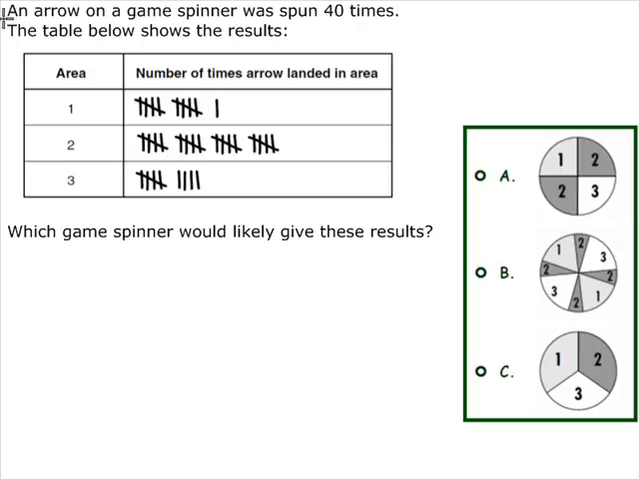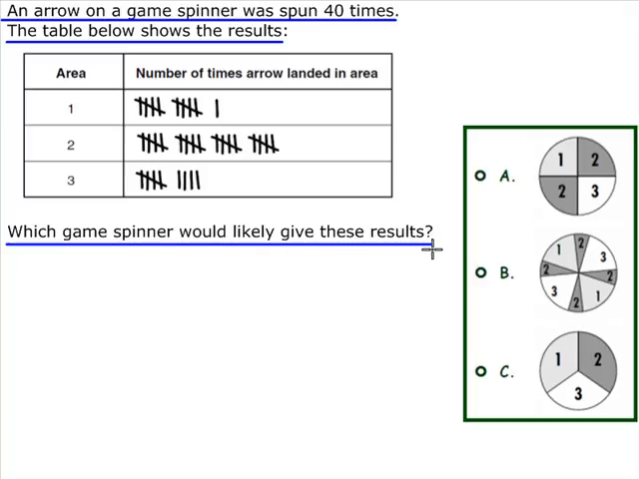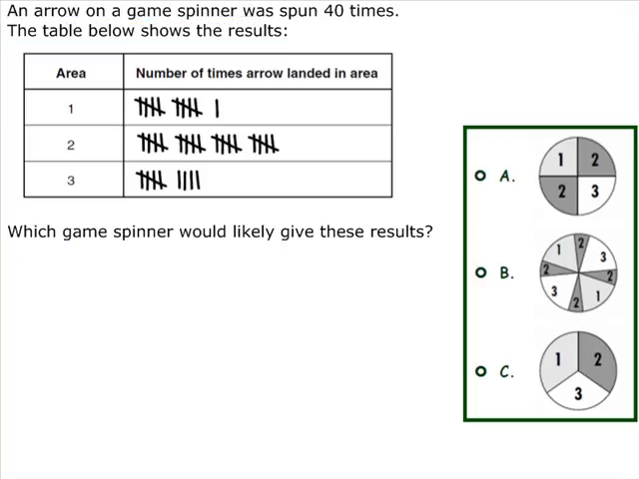Here the problem reads, an arrow on a game spinner was spun 40 times. The table below shows the results. Question: which game spinner would likely give these results?